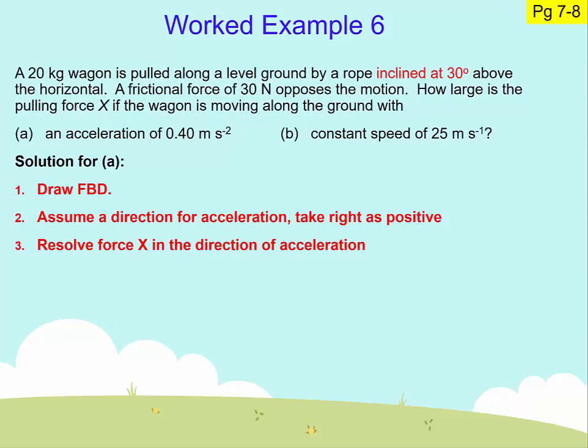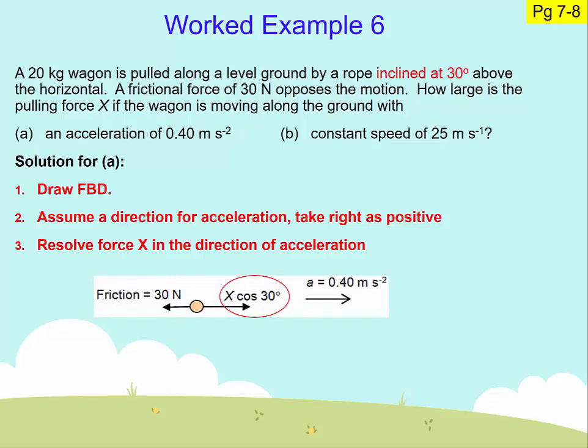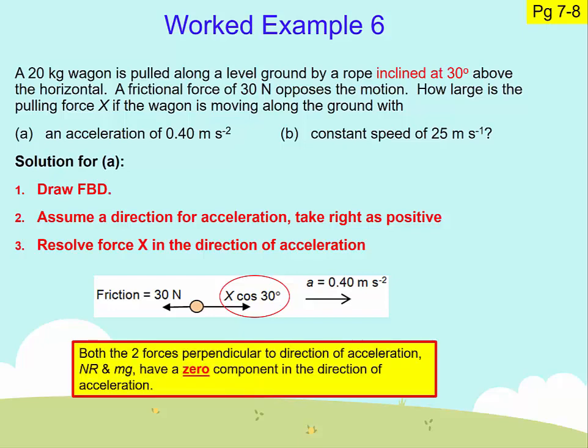Now, next step, resolve forces in the direction of the acceleration. So X was at an angle of 30 degrees. So now I find the component of X in the direction of acceleration. That's X cosine 30. The forces that are perpendicular to the direction of acceleration, we do not consider them. These two forces are the normal reaction, which is upwards, and mg, which is downwards, and also X sine 30, which is the vertical component of the tension in the rope.